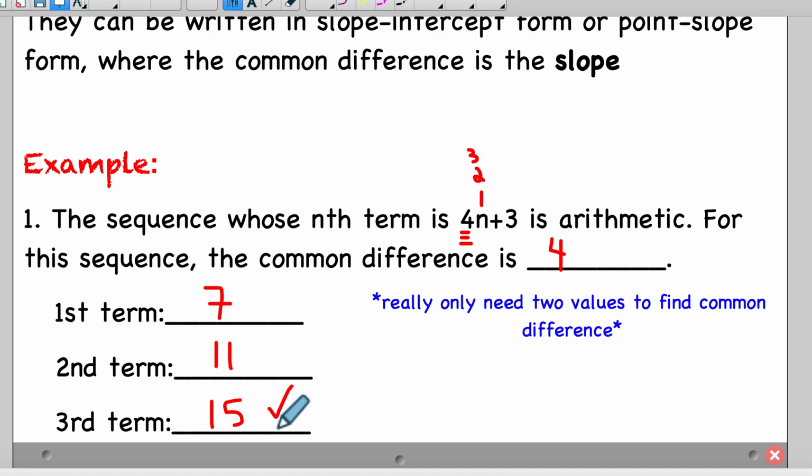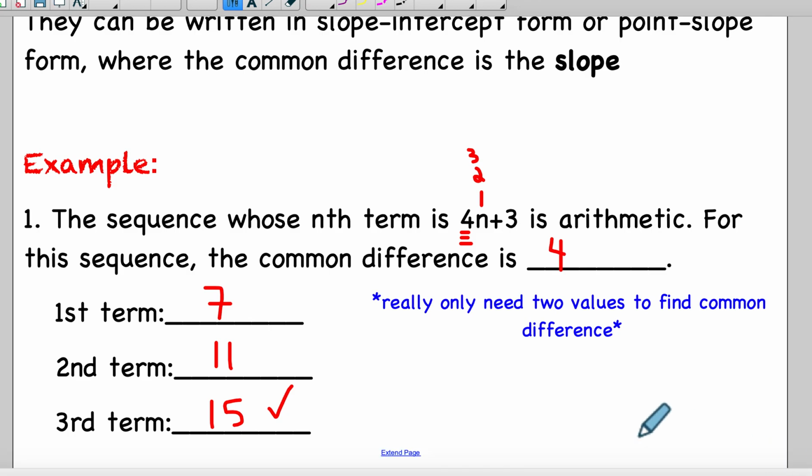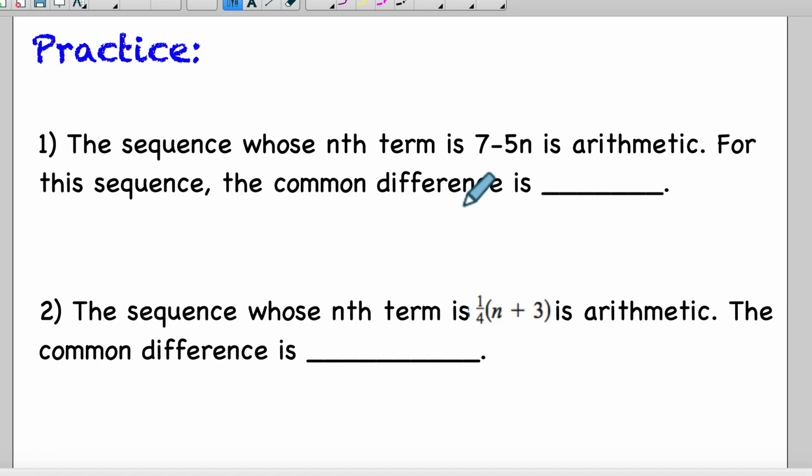But if you know it's an arithmetic sequence and you know the common difference, get the first term and then just add that number, or subtract it if it was negative, to each term. And that's as simple as it is, promise. So you really only need two values to find a common difference, like here, but you can plug in a different one. You get the fourth term by plugging in 4, or you can get the fourth term just by adding 4 more to that number. But that's it, right? So practice.